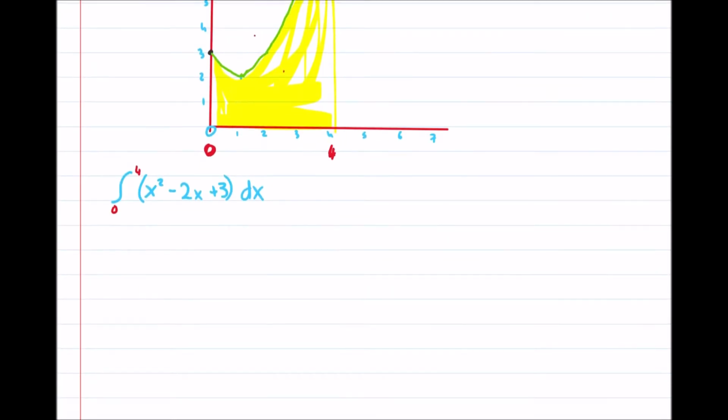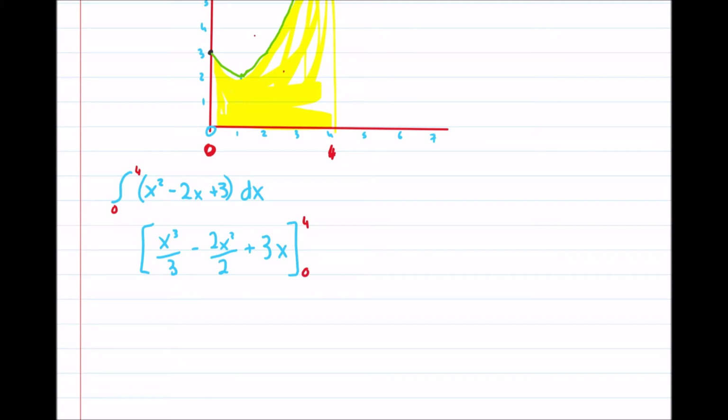Now here's what I do. I'll integrate this function. If I integrate this function, I will get x cubed over 3 minus 2x squared over 2 plus 3x. Now we don't have to put in the c. And again we have our 4 here, and we have our 0 here.